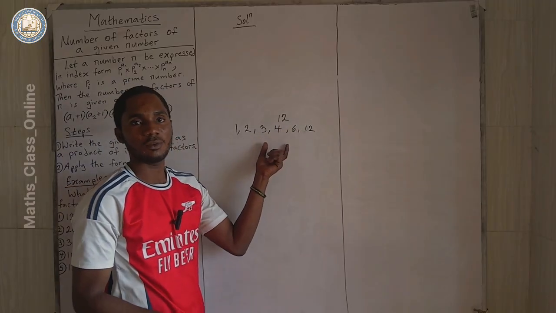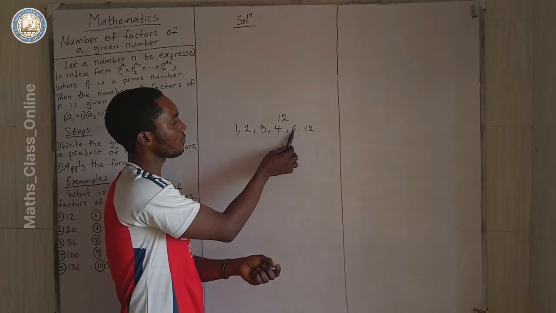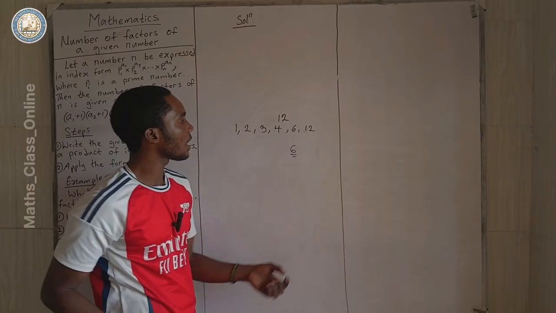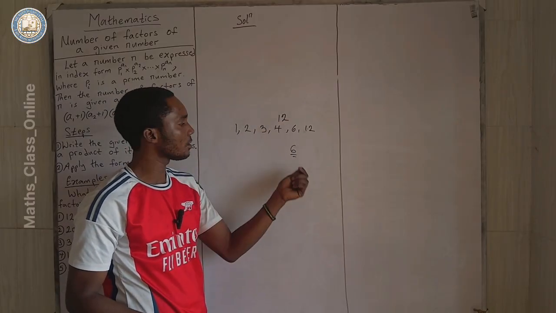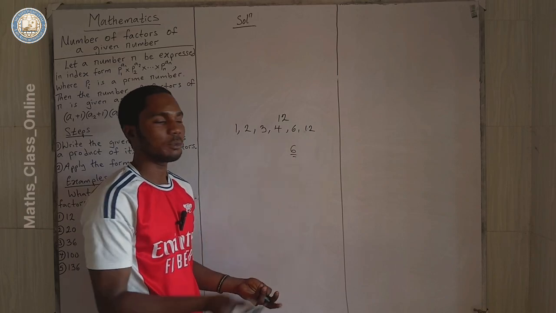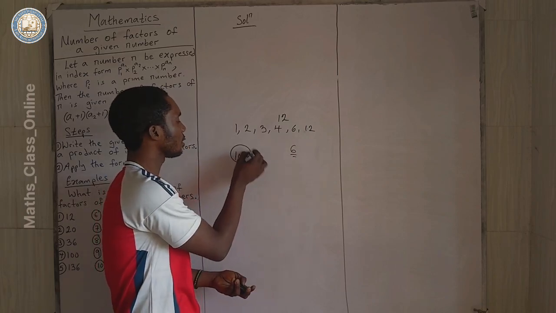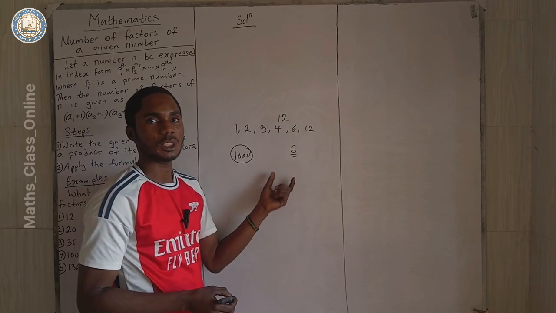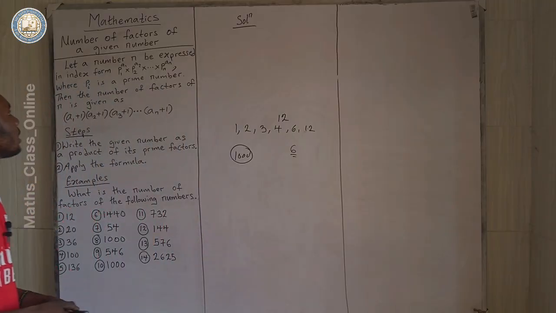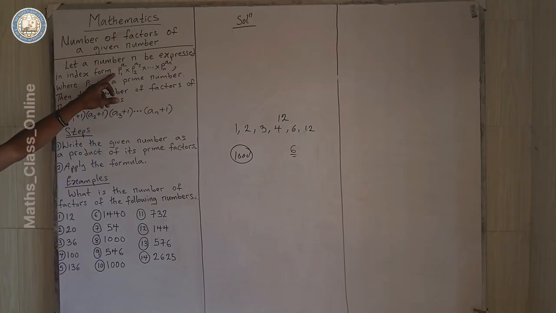How many factors do we have here? 1, 2, 3, 4, 5, 6. This means that the number of factors of 12 is 6. What if we are given a bigger number like 1000? Are we going to use this same approach? No. Let a number n be expressed in index form, the prime factorization of the number.